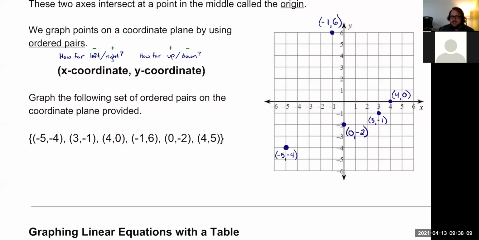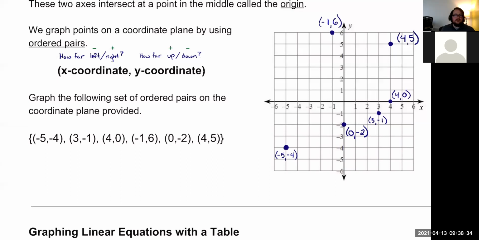And then last but not least, 4, 5, where are we going there? Right 4, and then from there, up 5. So 4 units to the right, 5 units up from the origin. Gives us the ordered pair 4, 5.